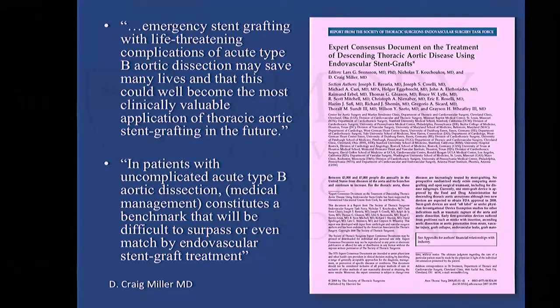So this is a dated document now, but it still rings true. This is from the STS experts on thoracic aortic stent grafting, who said, this is Craig Miller from Stanford, emergency stent grafting with life-threatening complication of acute type B dissections may save lives and could well become the most clinically valuable application of thoracic aortic stent grafting in the future. Now this is what we need to focus on, because this is the current controversy. In patients with uncomplicated acute Bs, medical management constitutes a benchmark that will be difficult to surpass or even match by endovascular stent graft treatment.